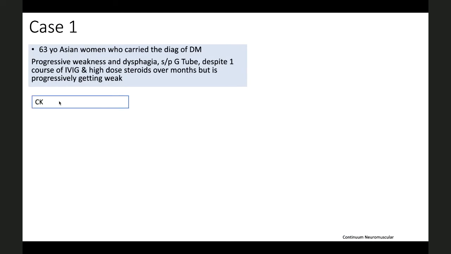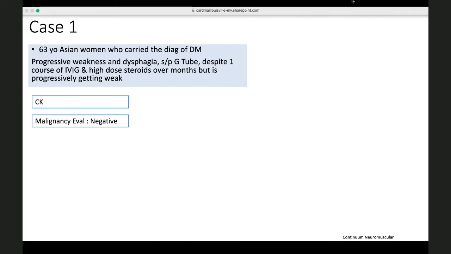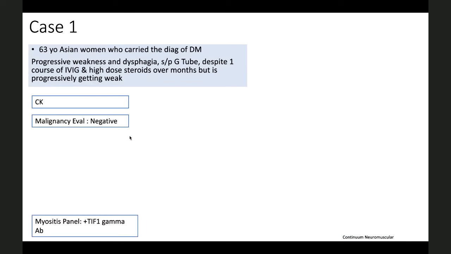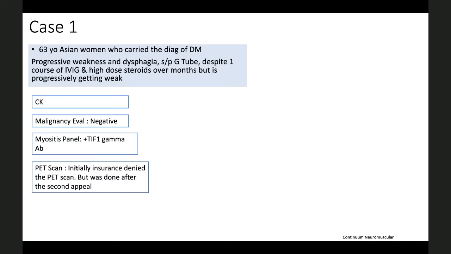Sorry, I forgot to mention CK, but CK for her was less than 1,000. I believe it was around 575. She had the malignancy eval. For dermatomyositis, as we know, we do have to check for malignancy. So she did have this eval, which was negative, and the myositis panel came back positive at TIF1 gamma, which is again associated with high risk for cancer. CT chest, abdomen, pelvis was negative.